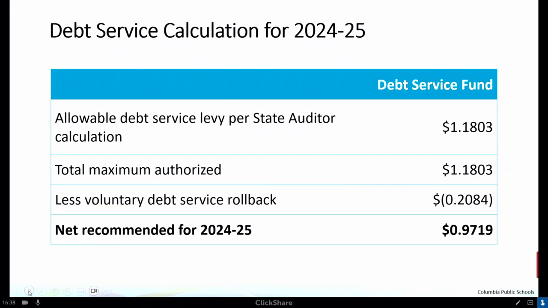So our debt service calculation, again, our allowable debt service levy per the state auditor's calculation. Again, the forms are downloaded from the state auditor's office. We receive the calculation and it's based on our principal and interest payments and what we owe on our debt for the next couple years. And so we enter in all of that information and they tell us what our allowable ceiling is for our debt service calculation.